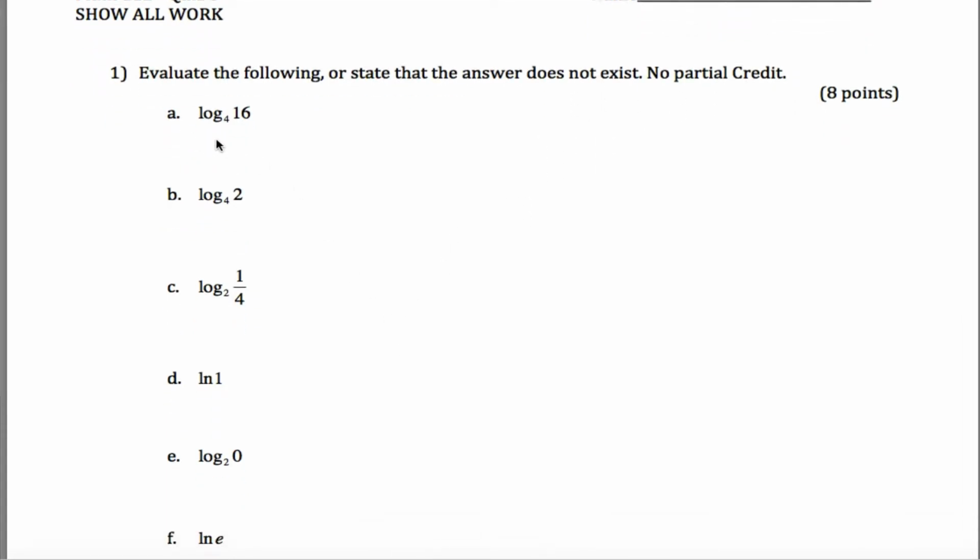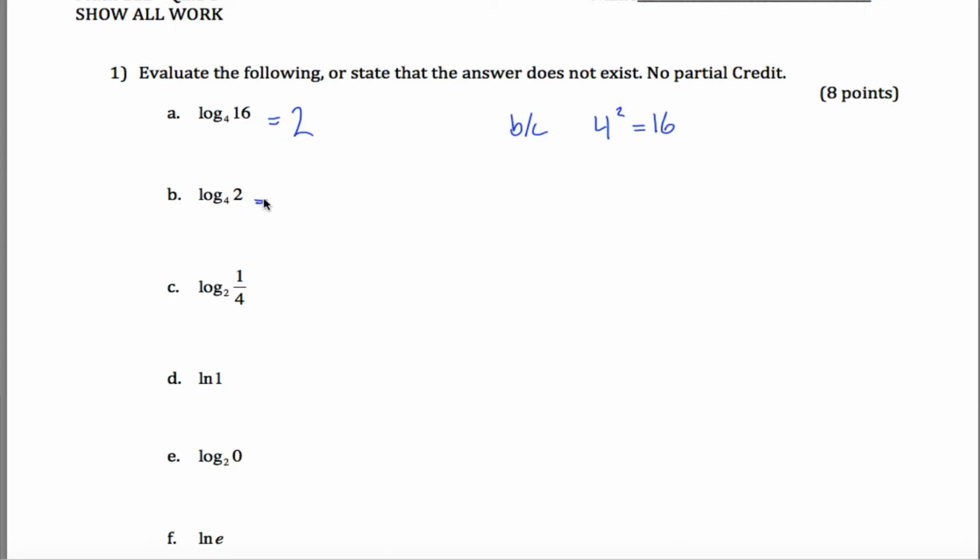So on the first one here, the log base 4 of 16, it turns out that's equal to 2. The reason that's true, although you don't need to tell me that, is because 4 to the second power is what equals 16. What this question is asking is: to what power must you raise the base 4 to make it equal to 16? And since 4 to the second power equals 16, the answer is 2.